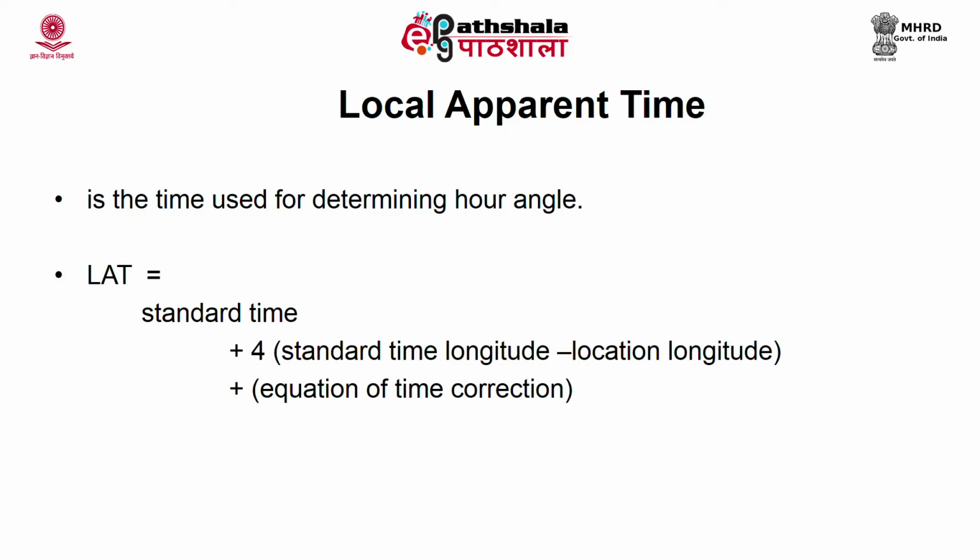15 degrees of longitude is equal to 1 hour. A correction of 4 minutes per degree of longitude difference is given to the standard time. And the second correction is called the equation of time correction, which is needed as both Earth's orbit and rate of rotation are subjected to small fluctuations. So, we can find out the local apparent time by this equation: LAT is standard time plus or minus 4 times (standard time longitude minus location longitude) plus the equation of time correction. By this way we can find out the LAT. Normally, the negative sign is used for the eastern hemisphere and the positive sign for the western hemisphere.